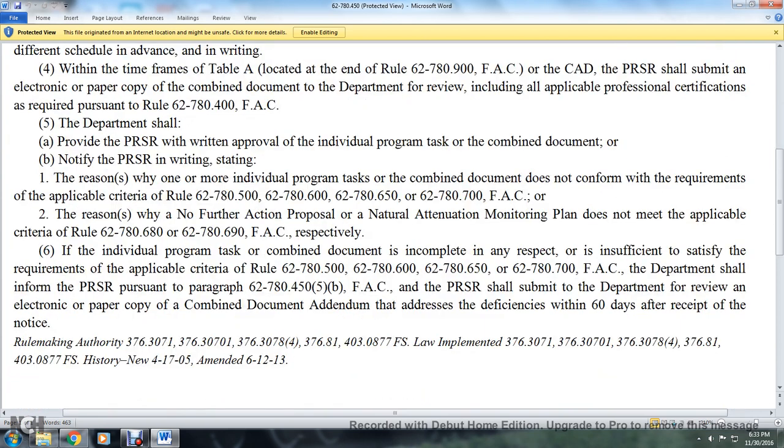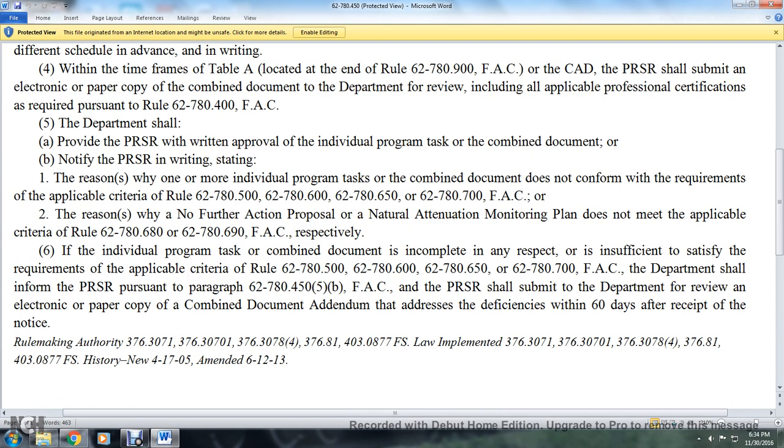The reason one or more of the individual program tasks in the combined documentation does not conform with the requirements of the applicable criteria in Rules 62-780.500, 62-780.600, 62-780.650, and 62-780.700, Florida Administrative Code. The reason the no further action proposal or the natural attenuation monitoring plan does not meet the applicable criteria in Rules 62-780.680 and 62-780.690, respectively. Or the individual program task combined with the documentation is incomplete or insufficient in any respect to satisfy the requirements of the applicable criteria in Rules 62-780.500, 62-780.600, 62-780.650, and 62-780.700.